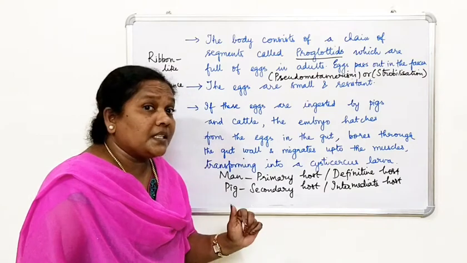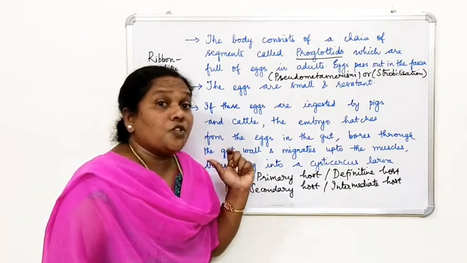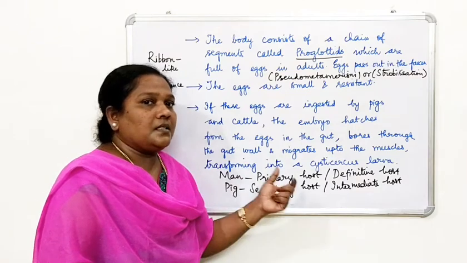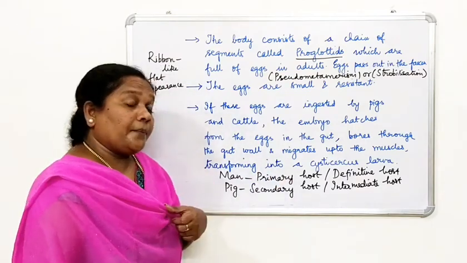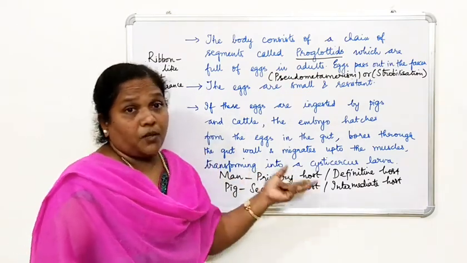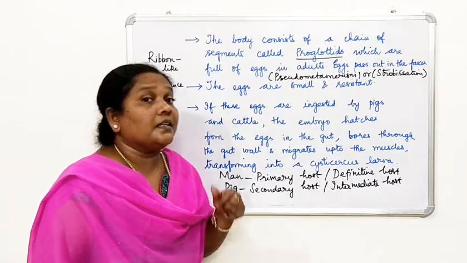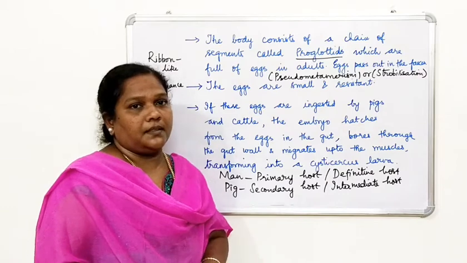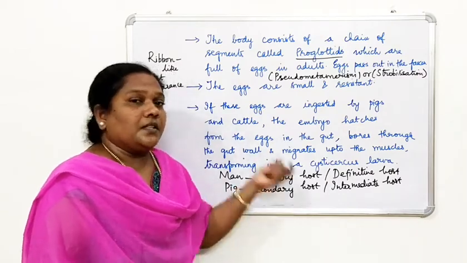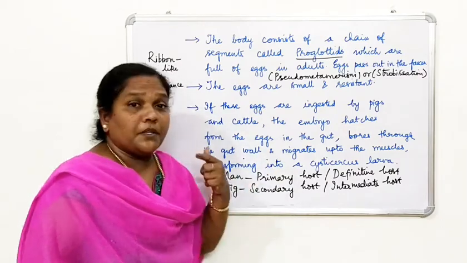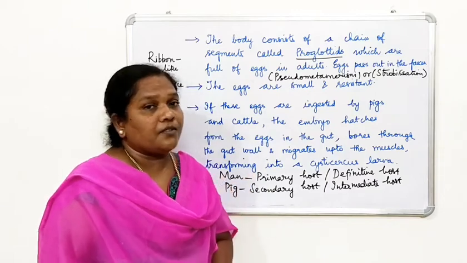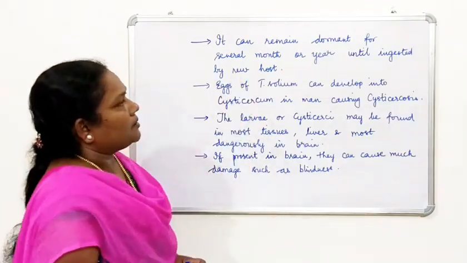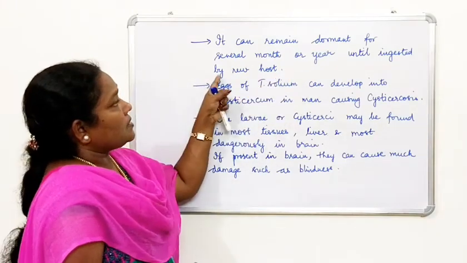So what happens here with beef, right? If it is not cooked properly, when a person ingests this type of improperly cooked food, what happens? This type of larva, cysticercus, what we have learned, right? When it enters the intestine of man, it becomes active. So that is what you have to understand here. When it is here, it is inactive. When it goes inside man, that is the primary host, when it enters the intestine of man, it becomes active. Next, it can remain dormant for several months or even years until ingested by a new host.